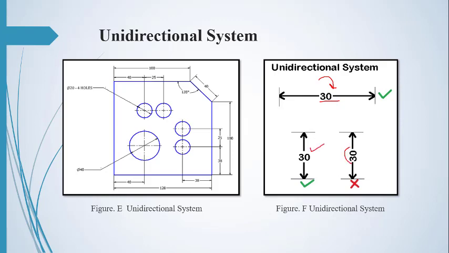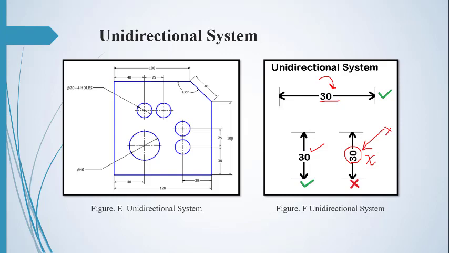However, this one is not okay because it is in the aligned system, in which the direction the line goes, the writing or the unit which we display would also be in that dimension line. So this method or procedure or system is not applicable here because it is a unidirectional system, not an aligned system.